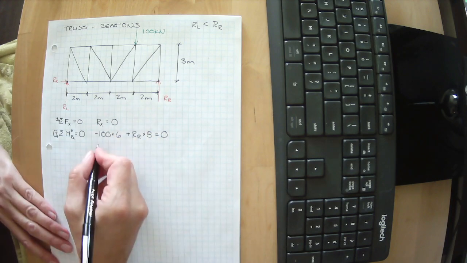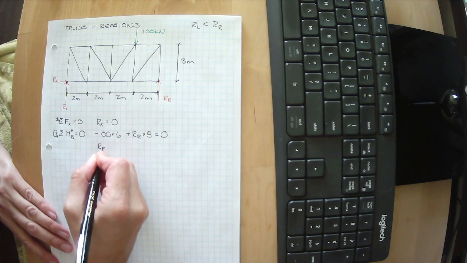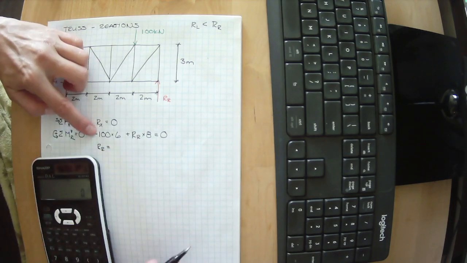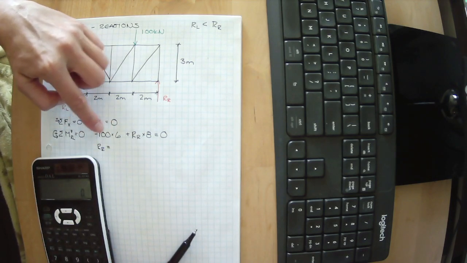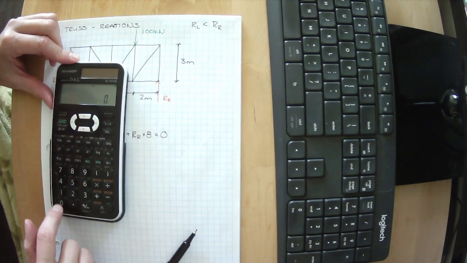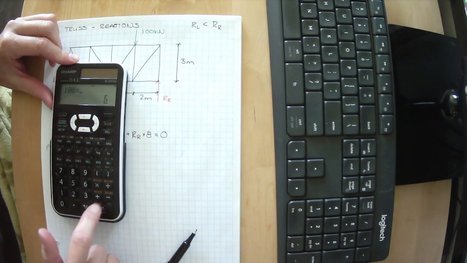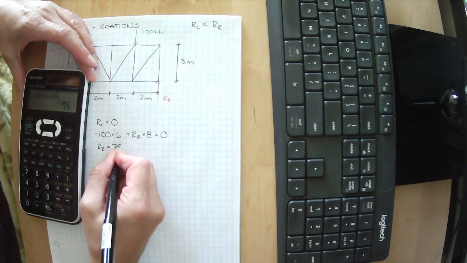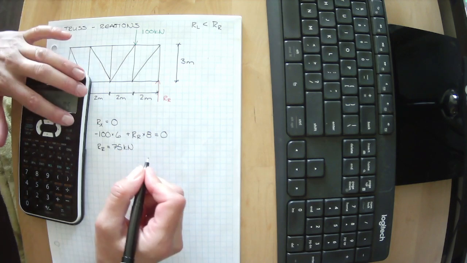I can rearrange this to solve for RR. 100 times 6, so I'd have negative 600. I'd bring it over here and divide it by 8. Let's plug that in. So we have 100 times 6 divided by 8 equals 75 kilonewtons.